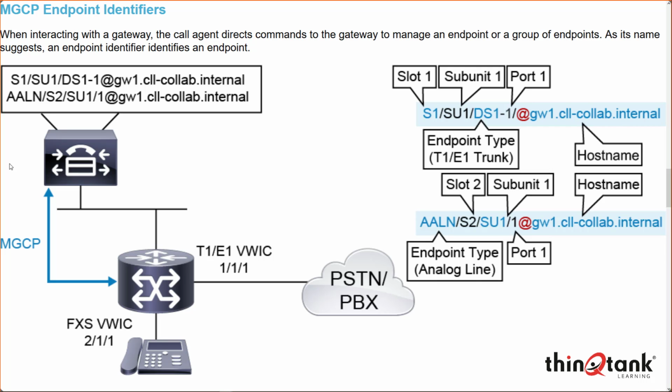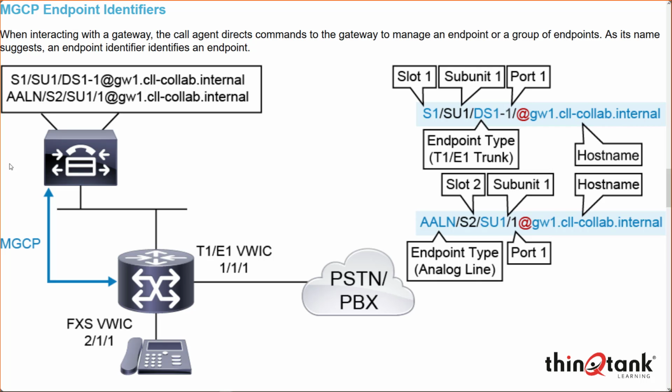A VWIC is a voice WAN interface card. So that particular cable is plugged into slot 1/1/1. On the back of the router, you have a VWIC. Maybe it's a VWIC 1MFT card or a VWIC 2MFT card. MFT is a multi-flex trunk, so it's a card that can act as a voice T1 or a data T1.